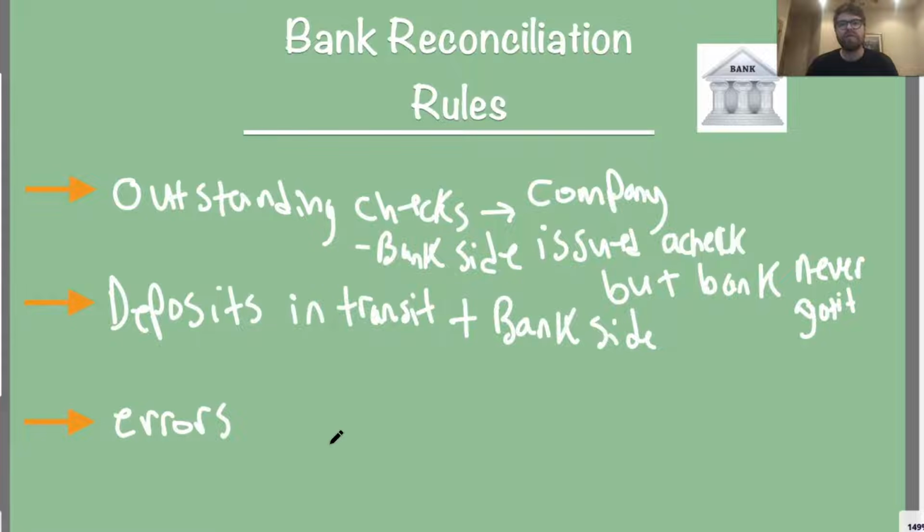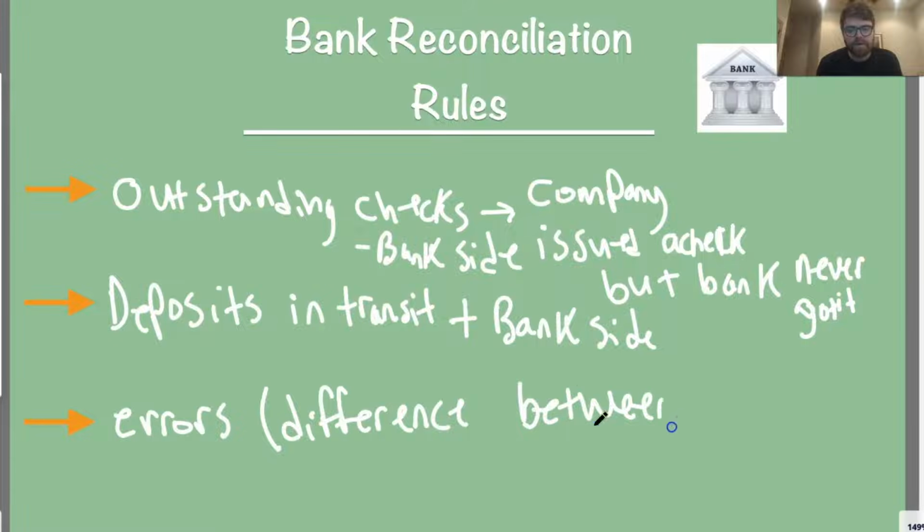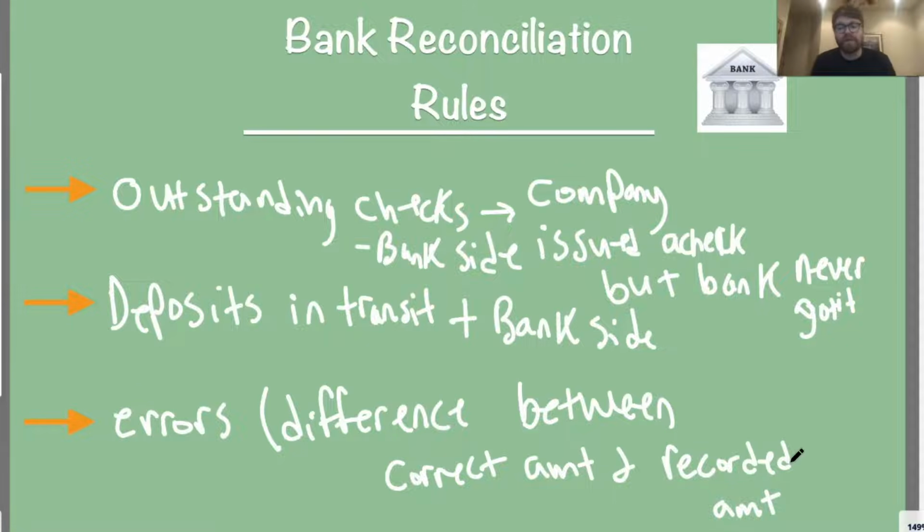But beware of that. Usually on problems, they'll say a check was issued for this amount, but they recorded it here. Or the bank miswrote the deposit. They wrote it for this much when it should have been this much, etc. And the idea is you want to look at the differences. The difference between the correct amount and the recorded amount. So how much did they record it for, versus how much should it have been recorded for, etc.